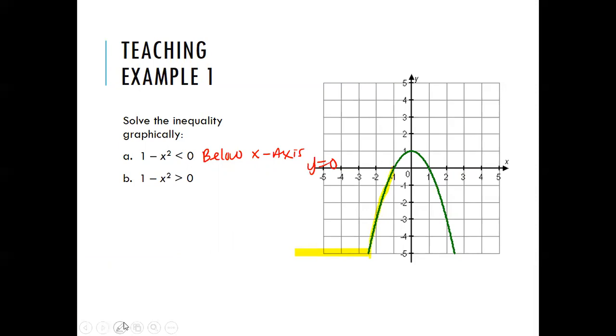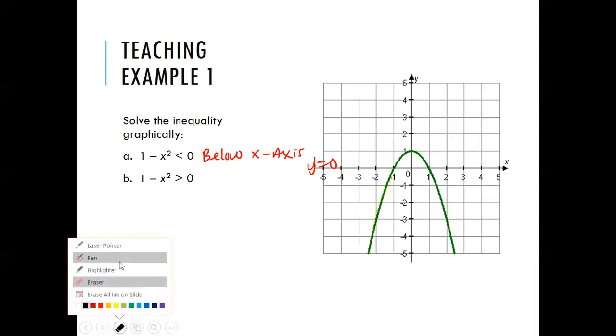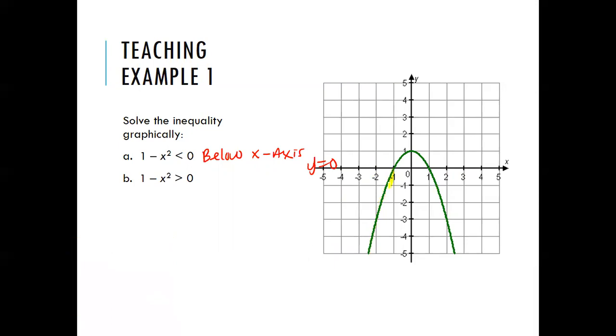Uh-oh, that extra piece. My pen wouldn't let me be great. So we're below 0 here. And we're below 0 here. Does that make sense? And then we just write what the intervals are.